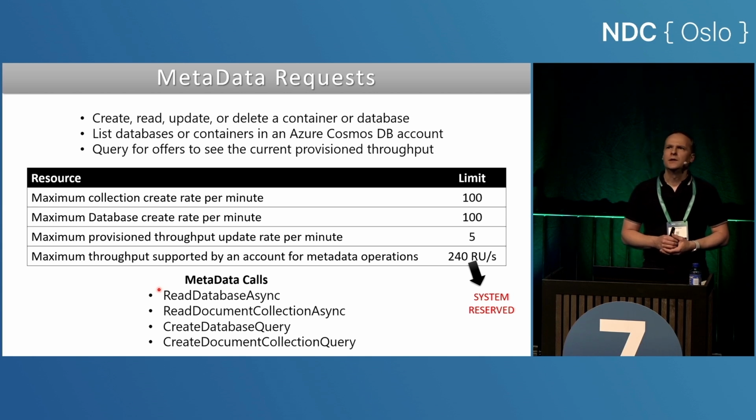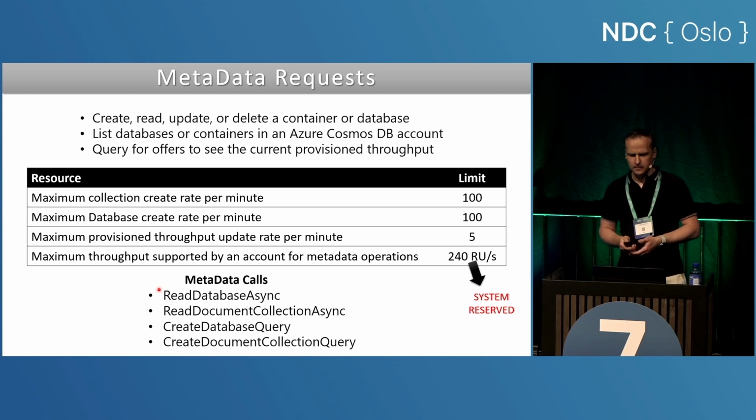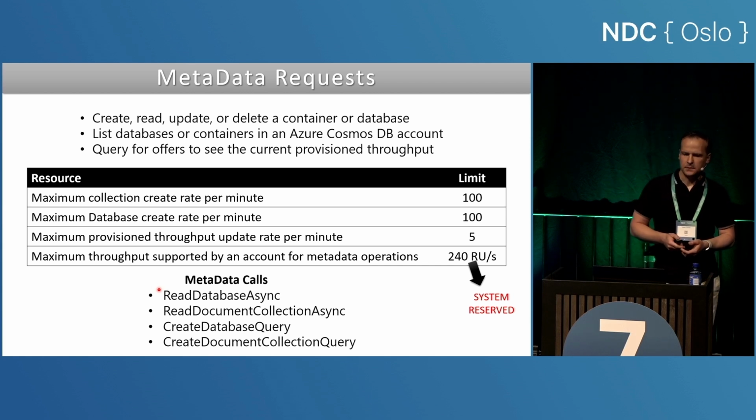So if you are reading a lot about your containers and databases, maybe you put them in a drop-down out there, or you are creating containers dynamically, those numbers are important to know because they will be a limit for you. The best thing I can suggest here is, especially for reading, just cache that information. It shouldn't change that much, so you don't have to go and get it again and again from the Cosmos DB. And those are the metadata calls and the limits here, as you see.